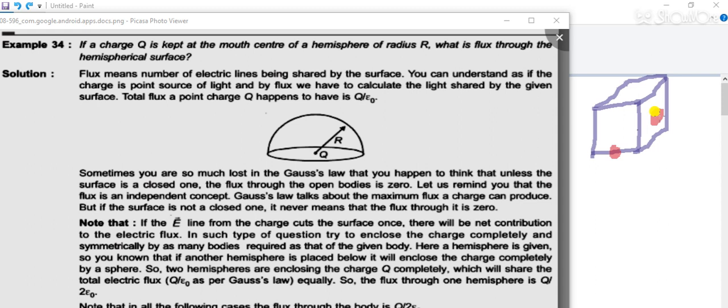So these types of questions are also important. Here the charge is not enclosed in the surface, but the electric flux will come out. Why it comes out, I will discuss it with you in a few minutes, so watch the video carefully. So here we will start with question number 34.